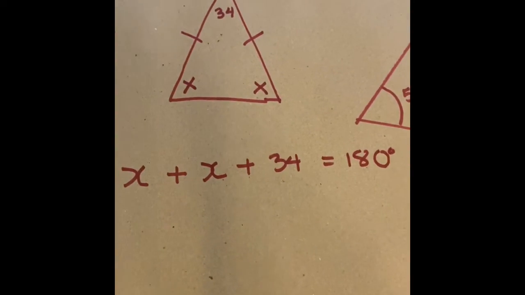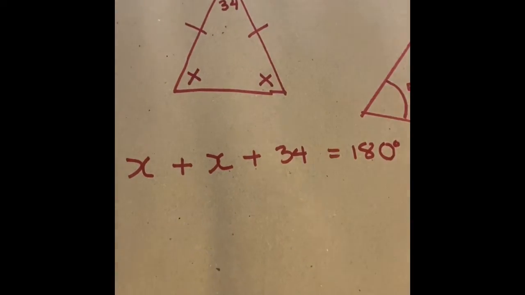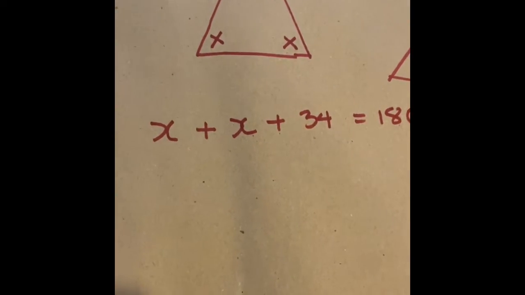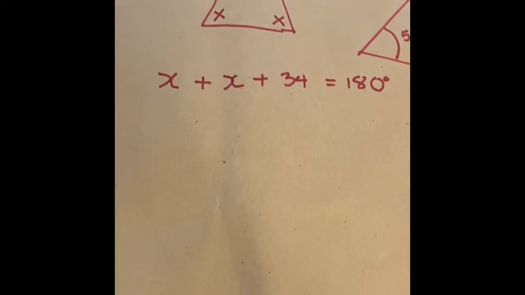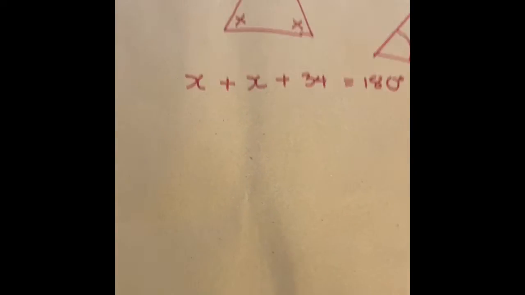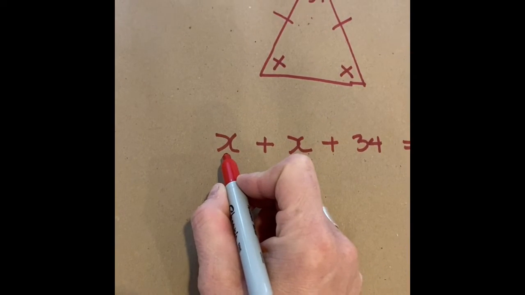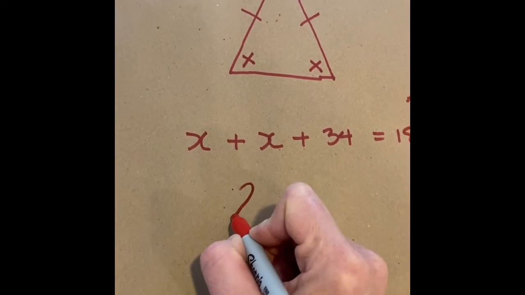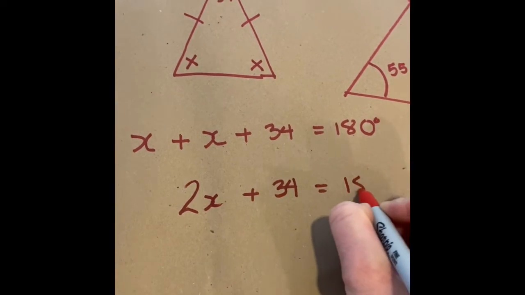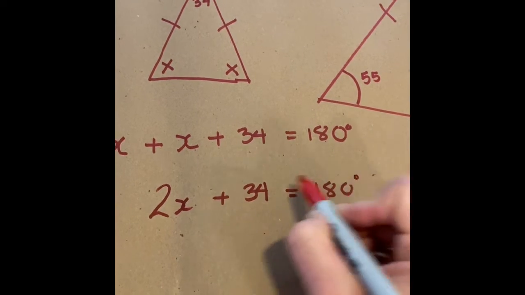You could certainly use trial and error. You could try 50 plus 50 plus 34. That doesn't work. 60 plus 60 plus 34 doesn't work either. 70 plus 70 plus 34 doesn't work, but we're getting closer. But instead of doing trial and error, let's do it a more algebraic way. So right now I've got an x here, I've got an x here, so all together I have two x's, and I have 34 at the top. Those two x's in the bottom and the 34 at the top add up to 180 degrees.